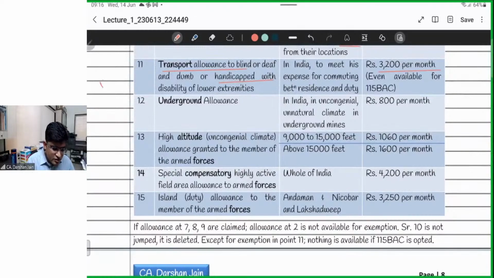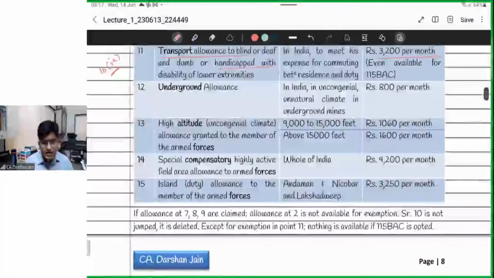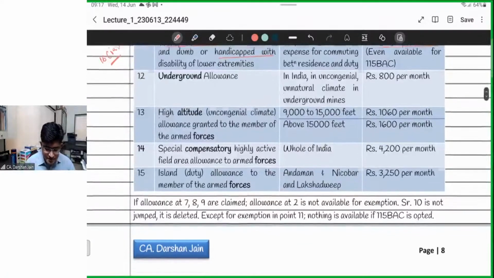There's one deduction that we are going to see, section 16IA, which deals with standard deduction. When standard deduction was introduced, this transport allowance in case of all other employees was removed. However, for handicapped, blind, deaf and dumb people, 3,200 rupees, as a measure of care for the extra expenses required for the specially abled, you have to give them that allowance.